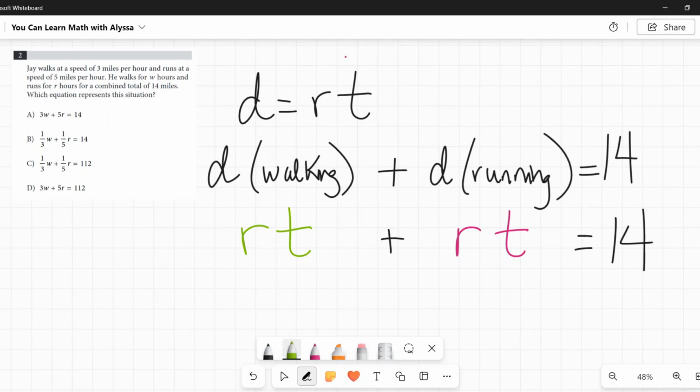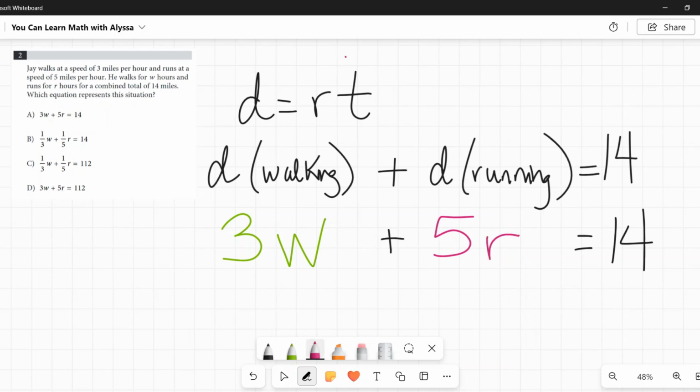All right, so first, when he's walking, what is the rate when he's walking? We are told it is 3 miles an hour. What is the time when he's walking? We're not given a number, we're given a variable. We're told it is W hours. So there's my time, 3 times W, rate times time. Now the distance when he's running is the rate times the time. What's the rate when he's running? It is 5 miles per hour. And what is the time when he's running? We don't know exactly. We're told it's R, a constant R. So 3W plus 5R. That's it.